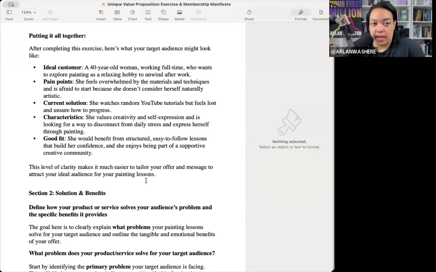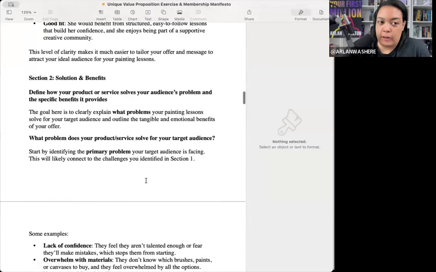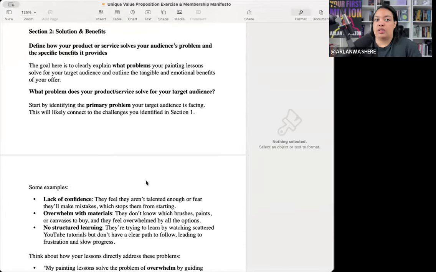So you're going to know the ideal customer, their pain points, their current solution, and the characteristics of who they are. This is more like psychographics, right? And then if they're a good fit. Now, going into section 2, you're going to think about the solution and the benefits that you offer. So now you've identified the person or the people you're thinking about. Now we're going to talk about what you offer them.